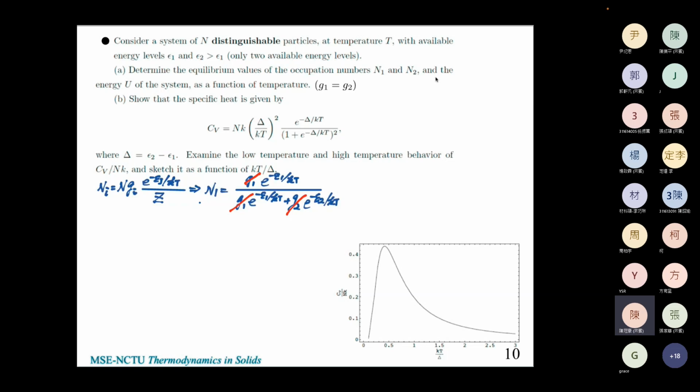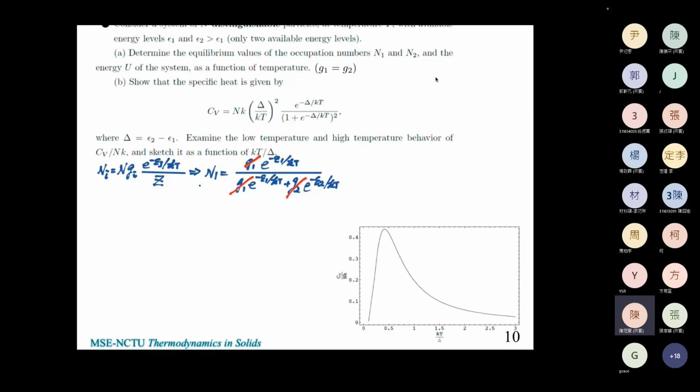Oh, by the way, you can see the Z here. Why do we have only two terms? Because we just said there are only two available energy levels. Okay, so Z is the sum over states. So you only have two levels, so you just add two. So Z equals two terms. Okay, so this is N_1. How about N_2? N_2 equal to N. Oh, sorry, I forgot N here.